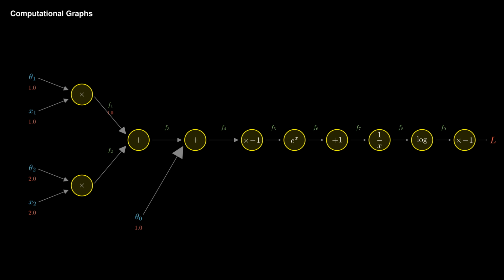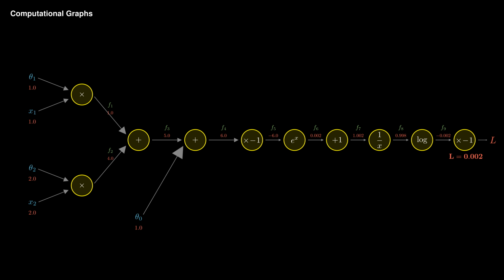Now let's plug in actual numbers. Set theta 1 equals 1, x1 equals 1, theta 2 equals 2, x2 equals 2, and theta 0 equals 1. Follow the computation left to right. f1 equals 1 times 1, which is 1. f2 equals 2 times 2, which is 4. f3 equals 1 plus 4, which is 5.